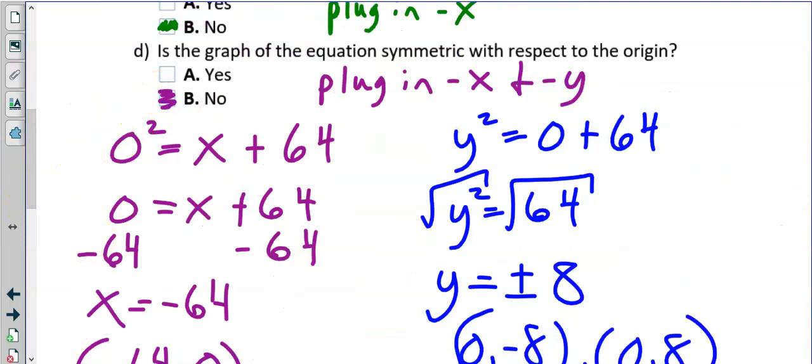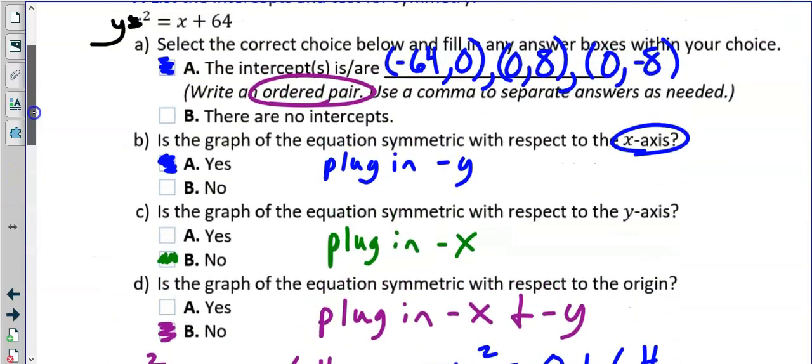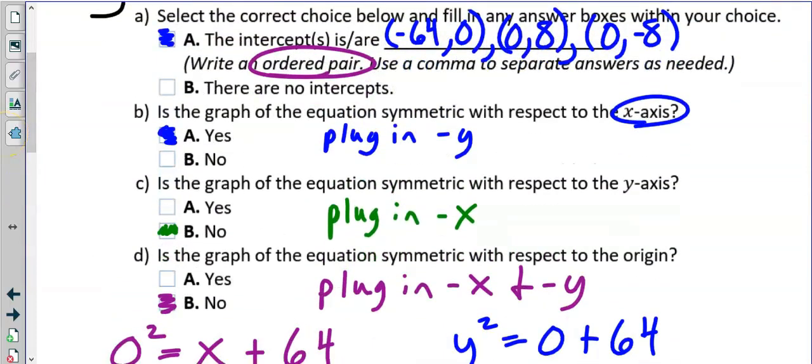There you go. So that's how this problem will play out in the end. So your intercepts are listed right there as points. And then you have yes, no, no for the test for symmetry. Any questions on that one? Okay.